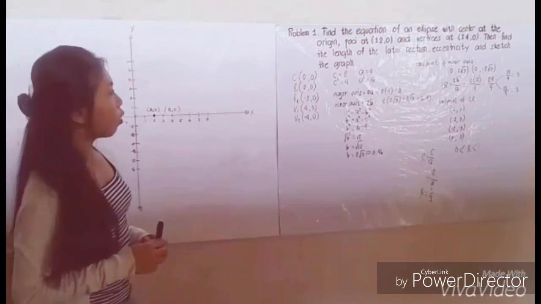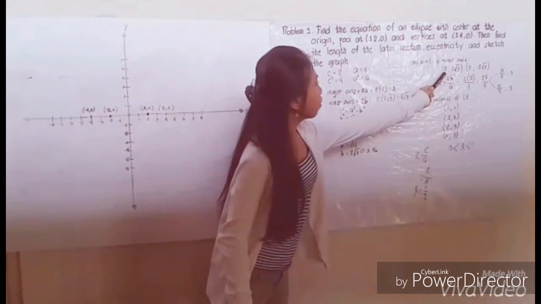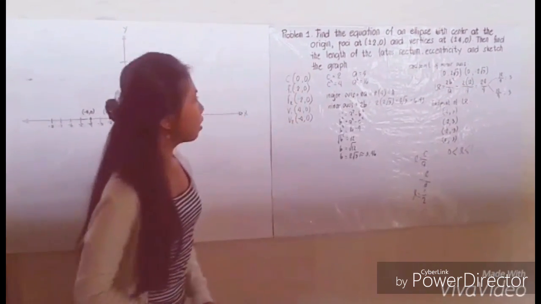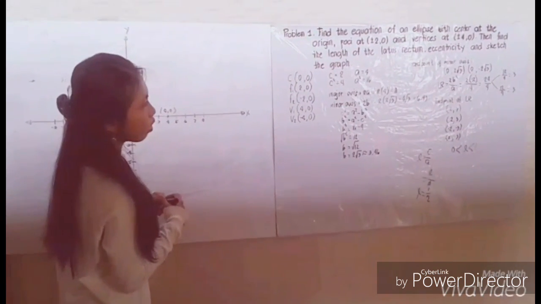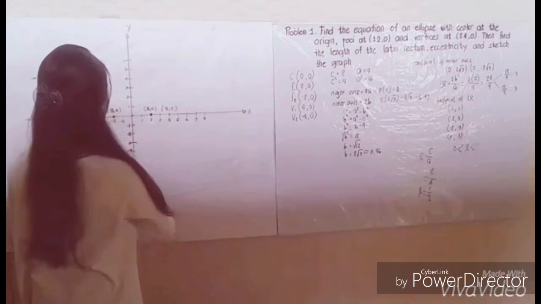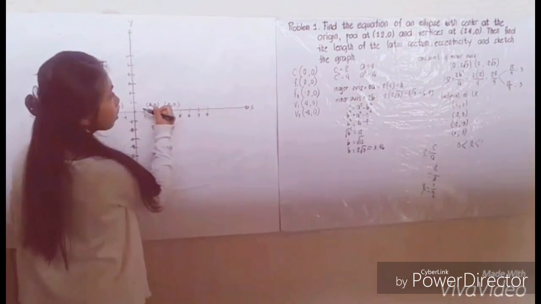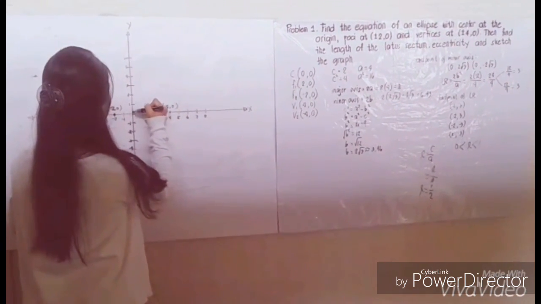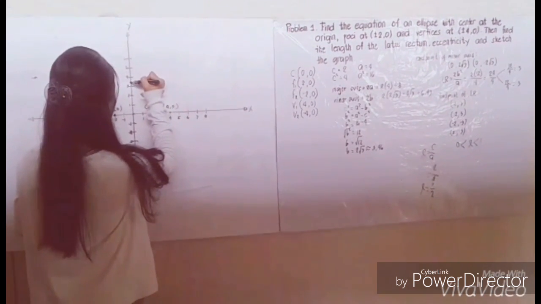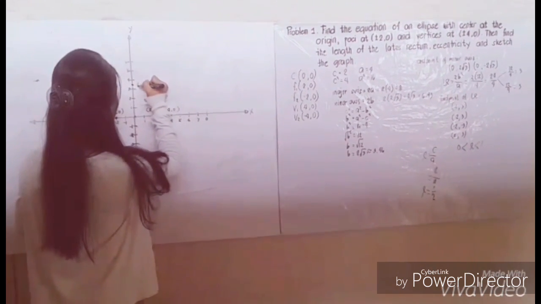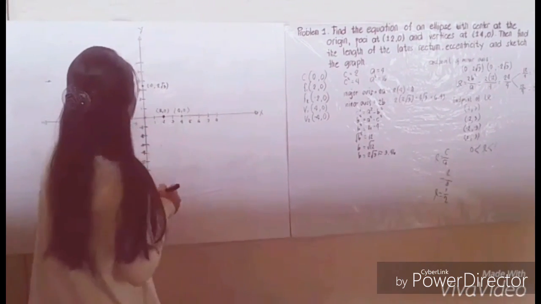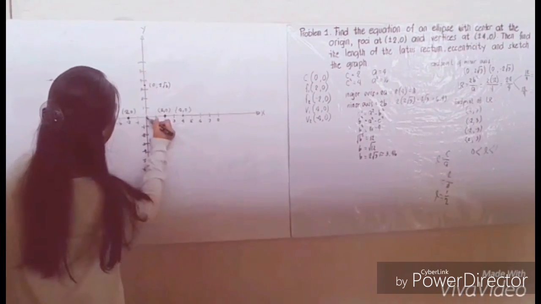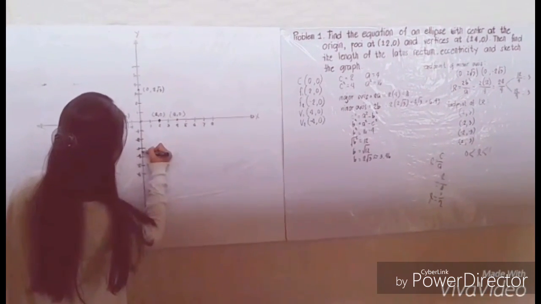So we have to locate now our endpoints of the minor axis, which are 0, 2 square root of 3 and 0, negative 2 square root of 3. So 2 square root of 3 is equal to 3.46. So we have 0, 2 square root of 3, which is 3.46. So here, 0, 2 square root of 3, and 0, negative 2 square root of 3.